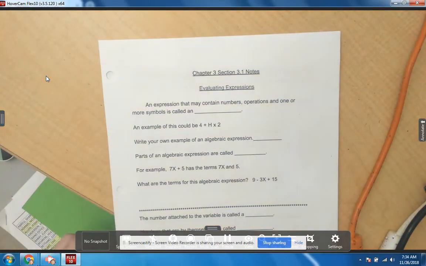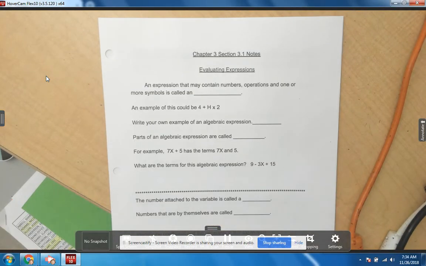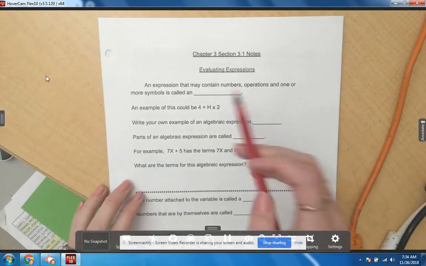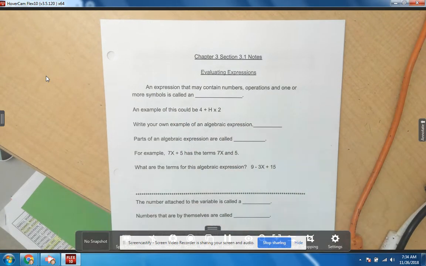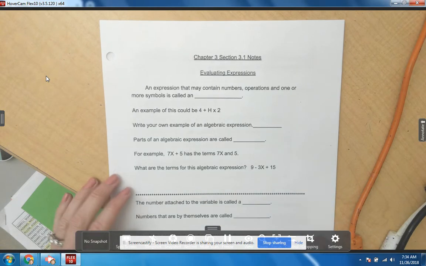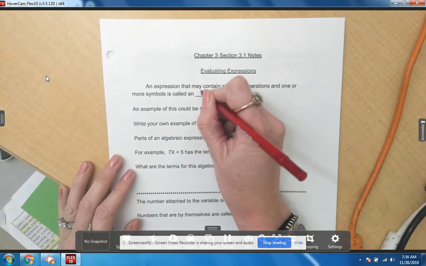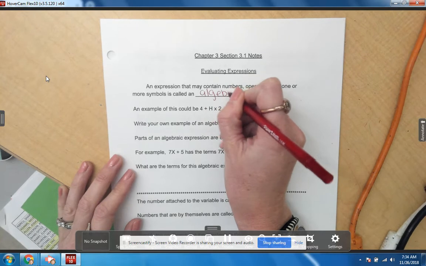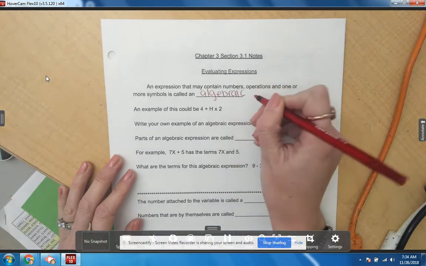So yesterday we did an activity where you were practicing the vocab. So now I'm going to go over this more in depth to make sure everyone understands this. An expression that may contain numbers, operations, and one or more symbols is called an algebraic expression. Make sure you write this with me.